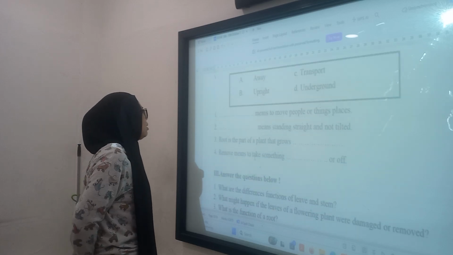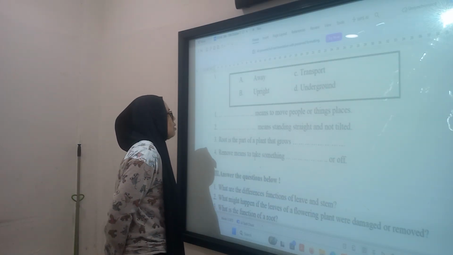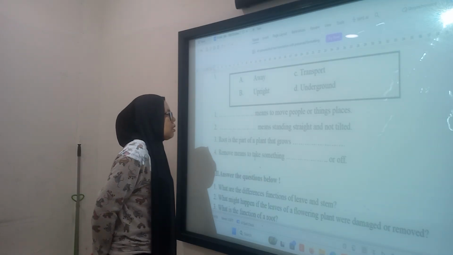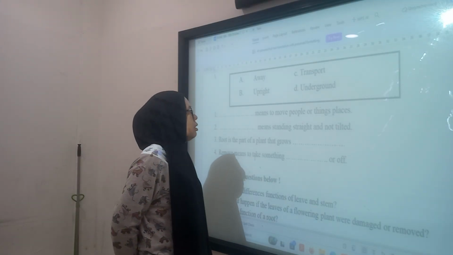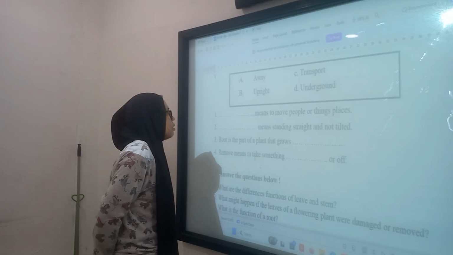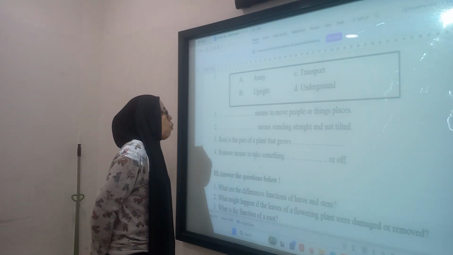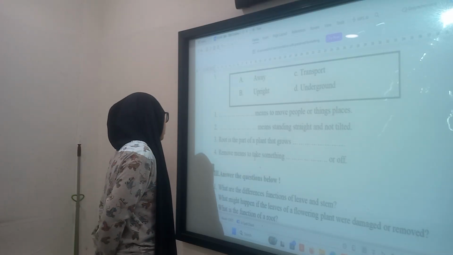Okay. And then, to move people or things to places is transport. Upright means standing straight and not tilted. Root is the part of the plant that grows underground. Remove means to take something away or off.